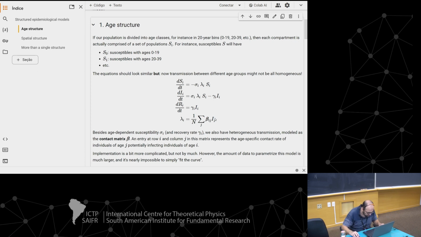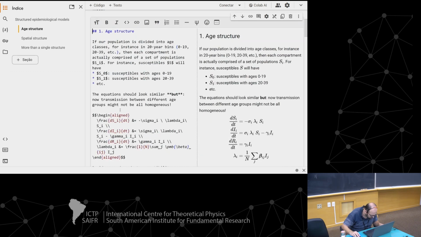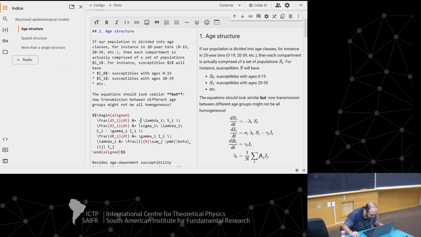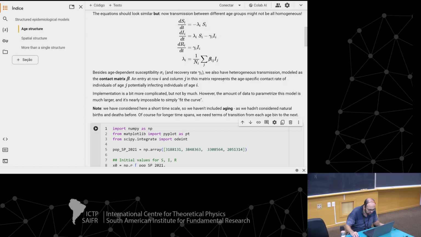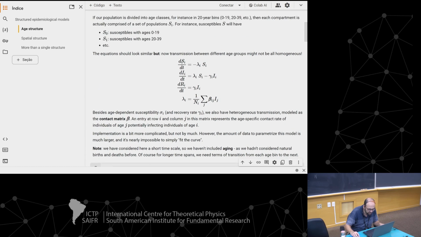Okay, so let's go back to this model here. I will forget about this right now. Sorry, I won't talk about susceptibility changing by age for now. And now I want lambda i to be 1 over N_i. Each equation, if you look at each of them, is just the SIR model, but inside of lambda, I have 1 over N_i multiplied by beta ij. This is exactly what is on the board.